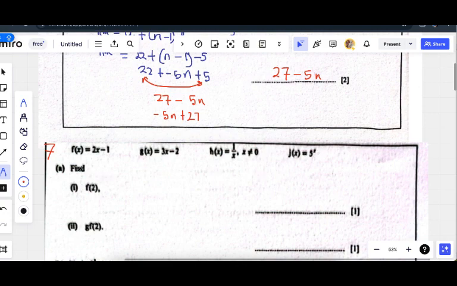Okay, so find f of 2. What that means, f of 2, is that anywhere you see x, substitute it with 2. Instead of f of x, replace the position of x with 2. That's the meaning of f of 2. So you remember f of x.